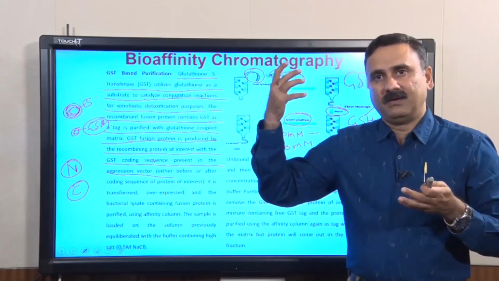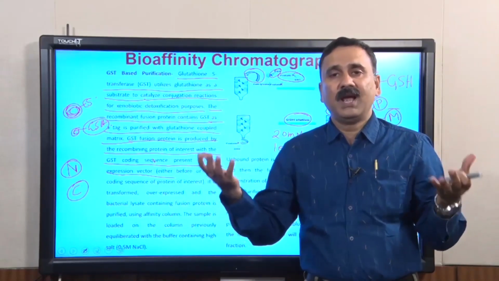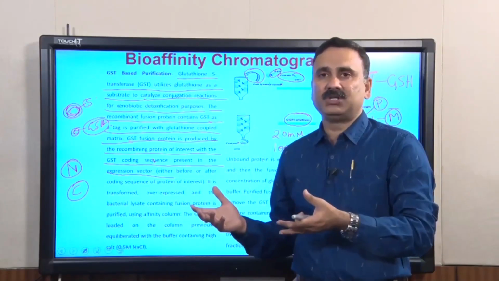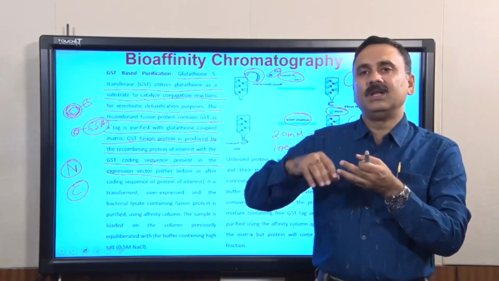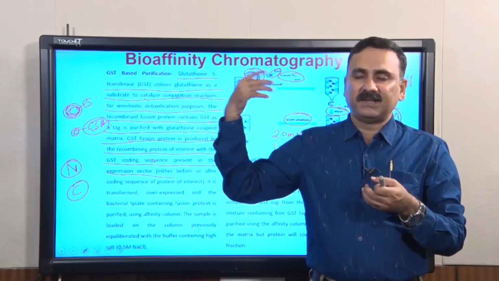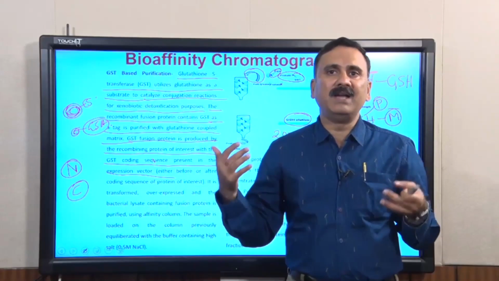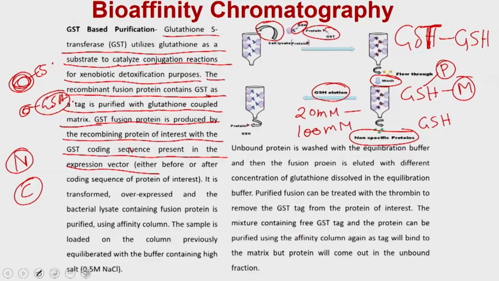between the GSH present on the bead and the GSH present in the solution. Since the GSH in the solution is at a very high concentration compared to the GSH on the beads, the protein is going to bind the GSH in the solution, and as a result it no longer binds to the beads. That is how it will be present in the supernatant, and the protein will come out from the column as the GST-protein complex.